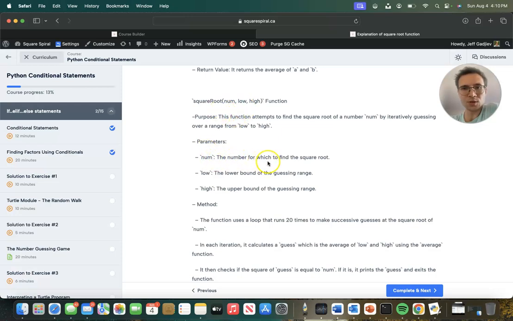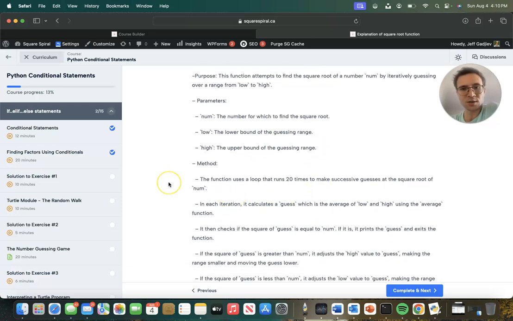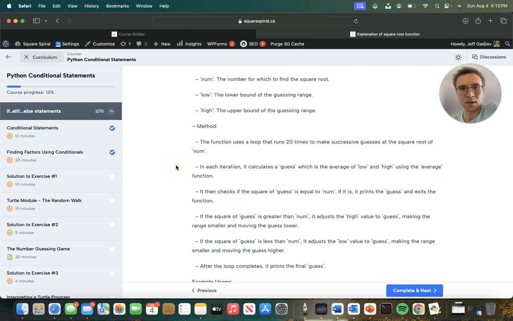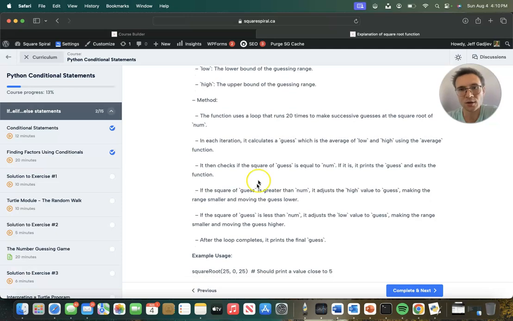So there are three parameters or arguments that this function accepts. Num, which is the number for which to find the square root, low, the lower bound of the guessing range, and high, the upper bound of the guessing range. So the method used here is, the square root function uses a loop that runs 20 times to make successive guesses at the square root of the number. In each iteration, it calculates a guess, which is the average of low and high, using the average function. It then checks if the square of guess is equal to the number. If it is, it prints the guess and exits the function.